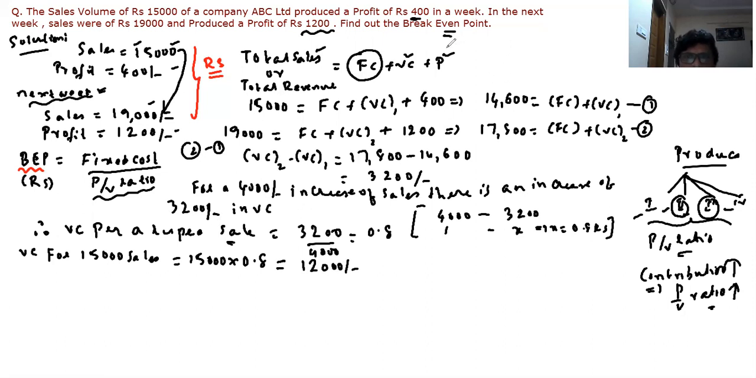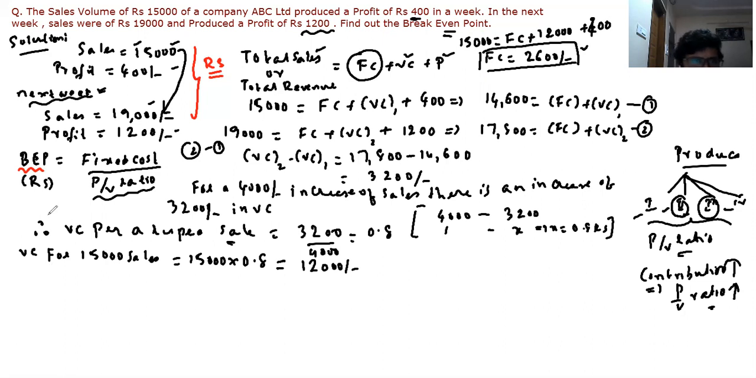So from this we can find out the fixed cost. The sales is 15,000. It is equal to fixed cost, which we need to find, plus variable cost. We got it as 12,000 plus corresponding profit in the first week. It is given as 400 rupees. So from this we can get fixed cost as 2,600 rupees. So thus we got the fixed cost as 2,600 rupees.